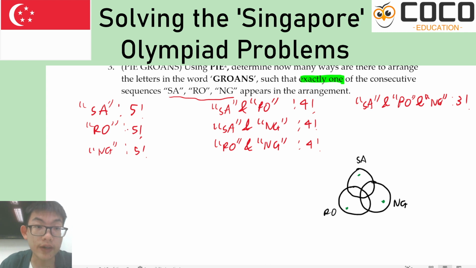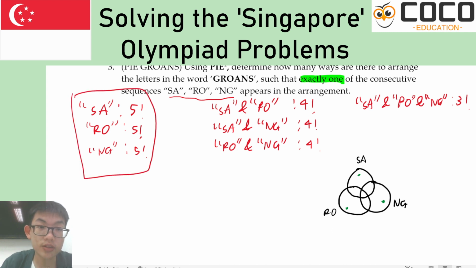Now, first of all, I'm going to add all of this. So 5 factorial, 3 copies of it. Now, when I include the ones that have SA inside, it means that I've gotten this. The ones with RO means I've gotten this. And with NG means that I've gotten this. And so I have got a lot more than what I wanted. And so I need to subtract off this second column.